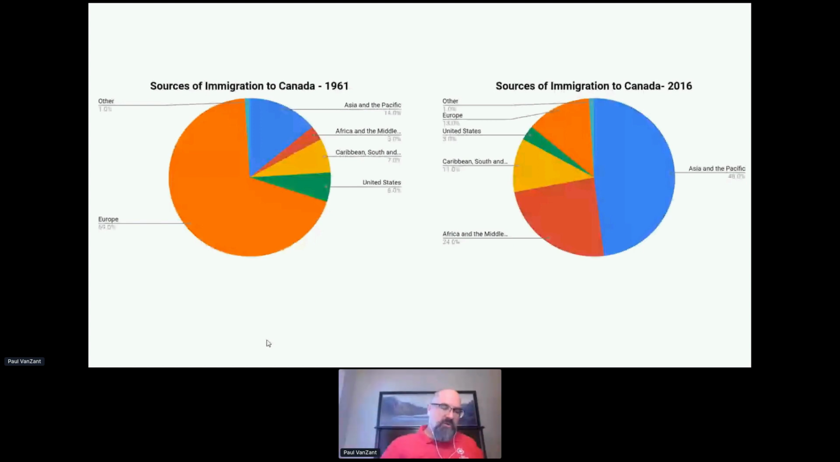And so the students will often take a look at the reasons behind this demographic shift in terms of our sources of immigration. What has changed to create that? Why do we see such a small percentage that saw their heritage in Asia and the Pacific in 1961 versus 2016? And then the nice thing is, it takes a look at push and pull factors, but it also takes a look at national policies and how they impact immigration as well.